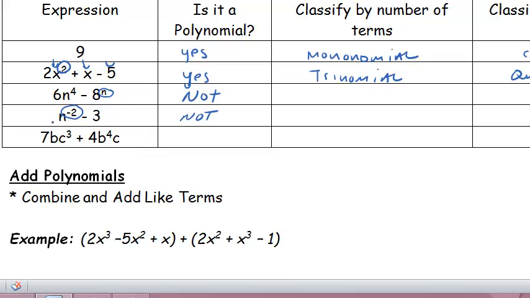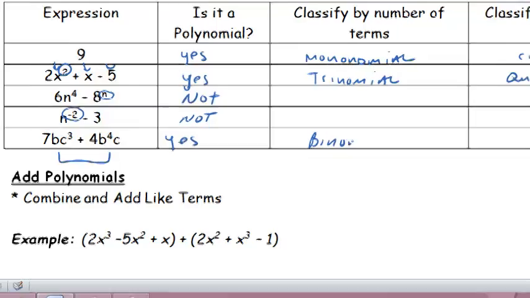And the last one. Is this a polynomial? All my exponents on the variable expressions look good. This would be a polynomial. There are 2 terms. What do we call a polynomial with 2 terms? A binomial.